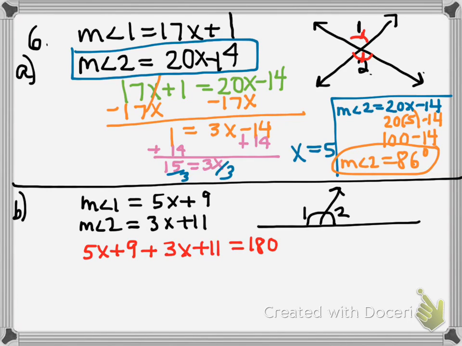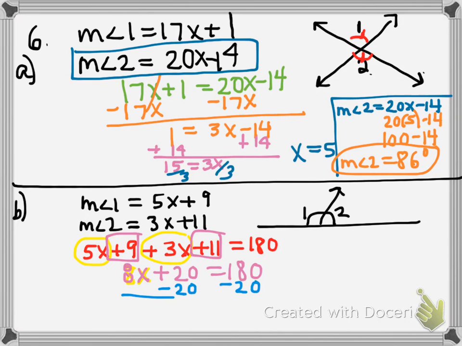So to solve this, combine like terms. 5x's plus 3x's is 8x's. And then positive 9 plus 11, that would be 20. So 8x plus 20 is equal to 180. From here, we isolate the x by moving what's not attached first, so subtract 20 from both sides. So on the left side, I have 8x, and on the right side, I have 160. One last step in order to isolate the x, divide by 8, so x is equal to 20.